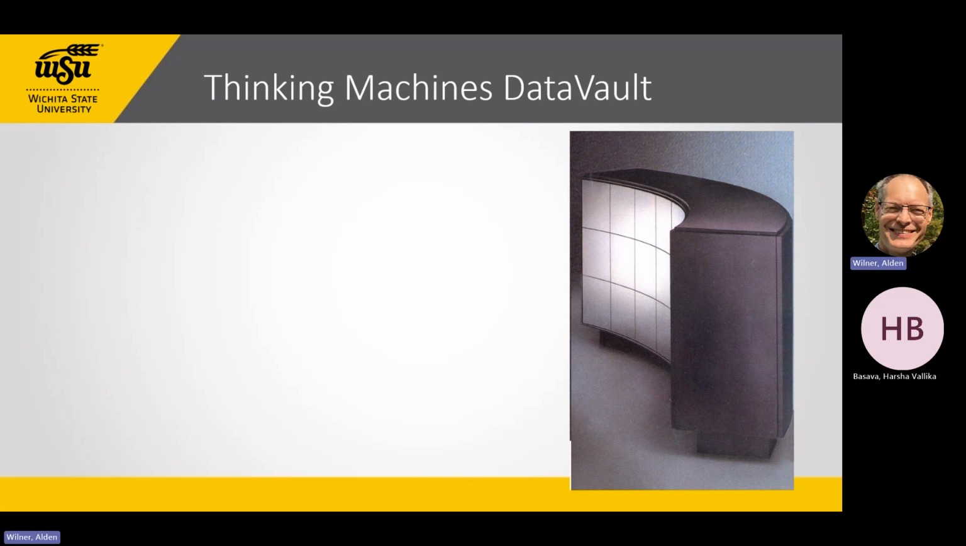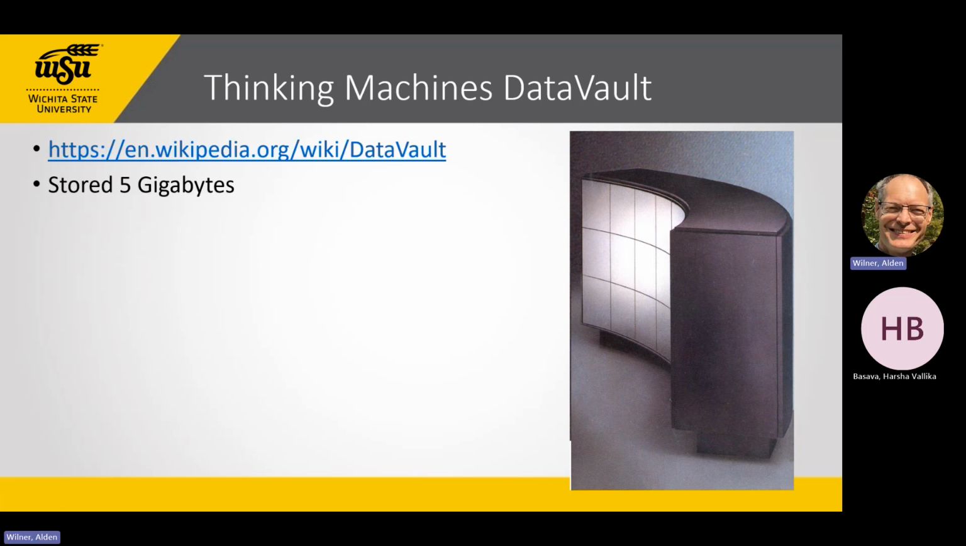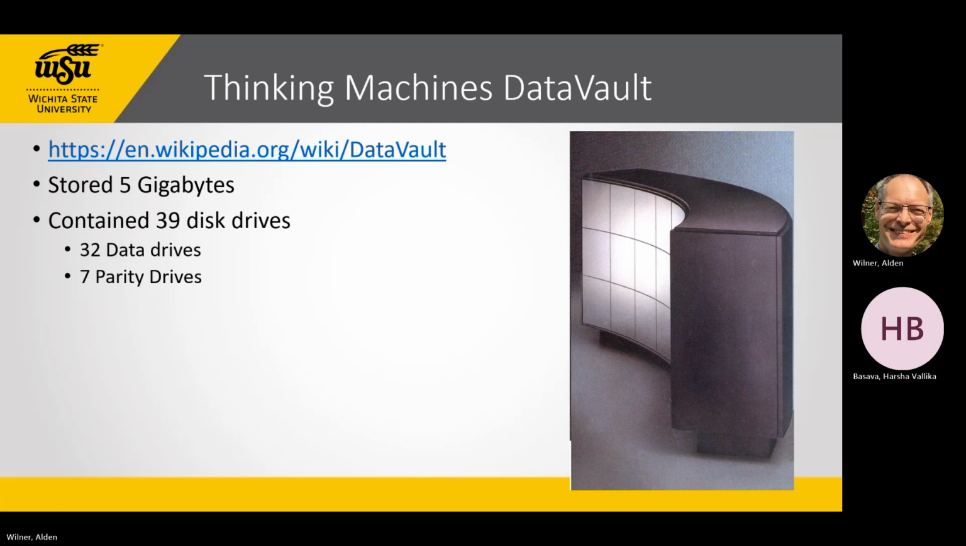This is a Thinking Machines data vault. It was full of inexpensive drives, right? It stored 5 gigabytes worth of data. That's like one little tiny corner of this phone here, right? Yeah. So huge, 5 gigabytes. It contained 39 disk drives, right? 32 of them were data, 7 of them were parity. So it's parity 1, 2, 4, 8, 16, 32, and 64. Oh, 32, I'm sorry, 32. And then the other drives were data drives.